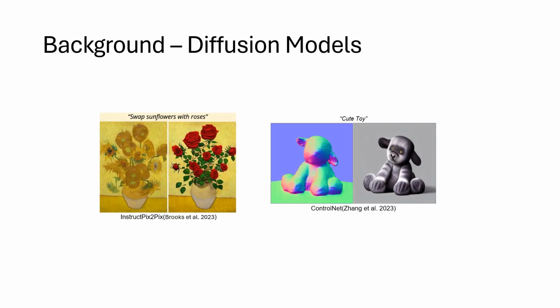Recent advances in diffusion models offer image generation from text or other conditioning data. Instruct Pix2Pix enables text-guided editing of existing images, while ControlNet addresses challenges in text-to-image models by incorporating spatial conditioning, like normal maps, to preserve geometric details.